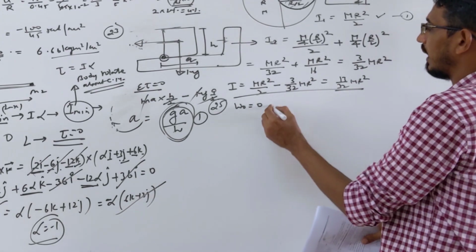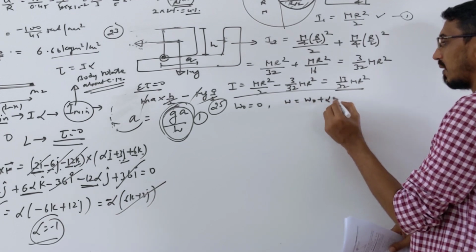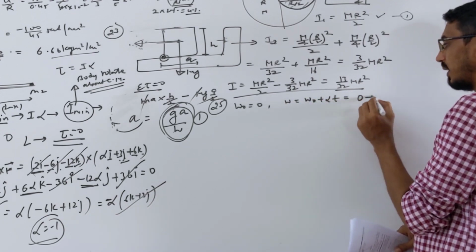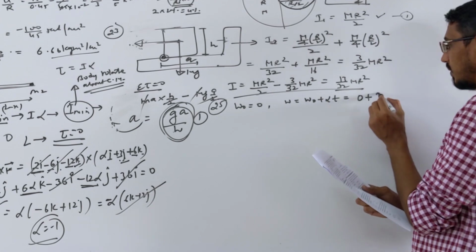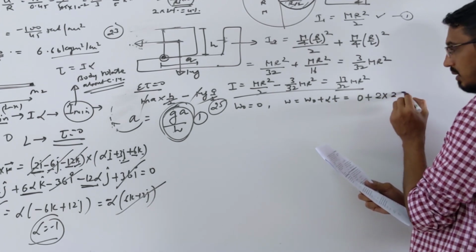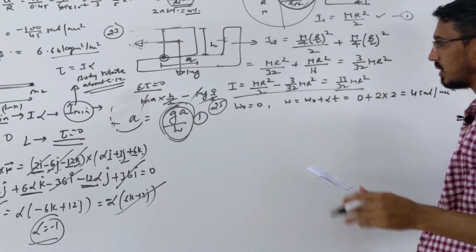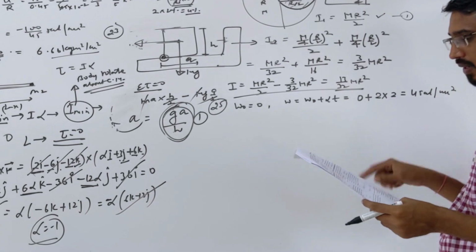So you can find its final angular velocity. What is final angular velocity? Omega naught plus alpha into t. This time is 0 already. Alpha is given, constant 2, and time is given, 2 seconds, right? Yes, this becomes 4 radian per second. That is your final angular velocity.